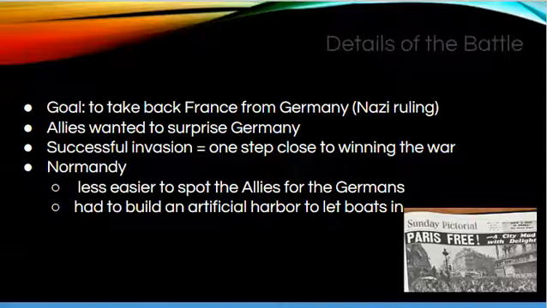The goal of D-Day was to take back France from Germany, which was under Nazi ruling. The Allies wanted to surprise Germany with D-Day. It was a successful invasion, and it was one step closer to winning the war. The Allies chose Normandy because it was harder for the Germans to spot the Allies, and the Allies also had to build an artificial harbor to let boats in.